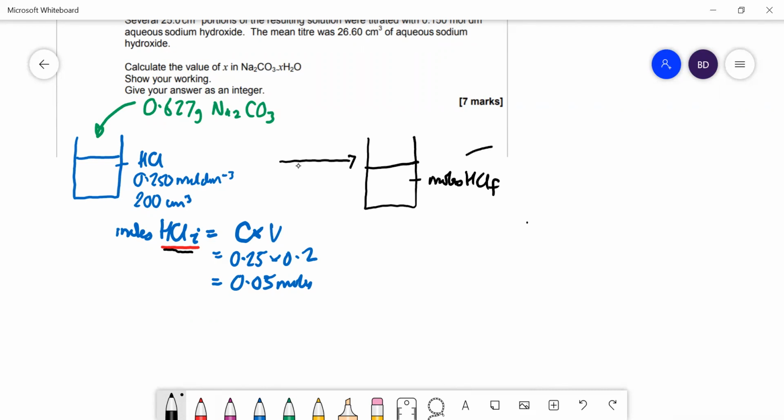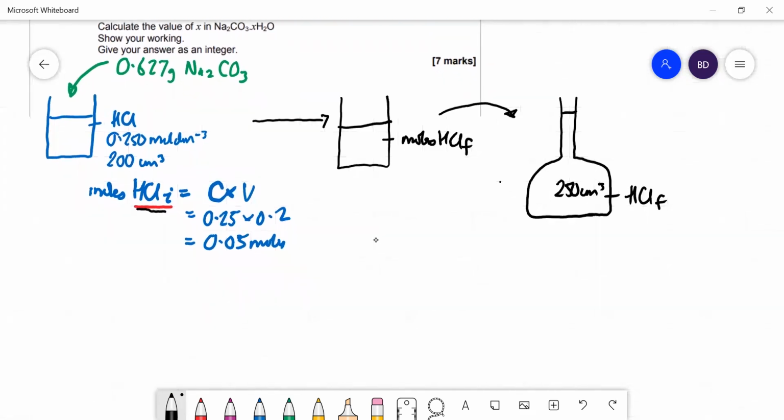Before we do that, that is transferred to a volumetric flask, and the volume is made up to 250 centimeters cubed. That's going to be HCl final in there still, even though it's diluted. The moles haven't changed, even though we diluted it. And then in the titration, you take 25 of this out, so you take 1/10 of this out.